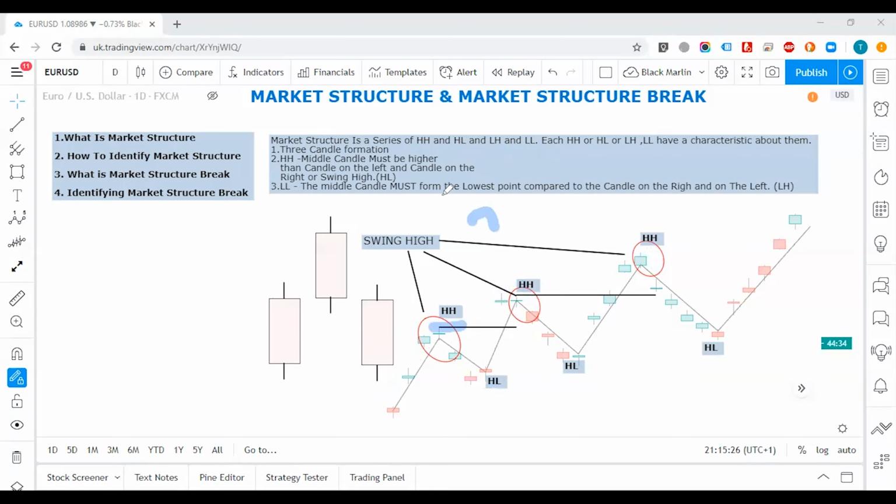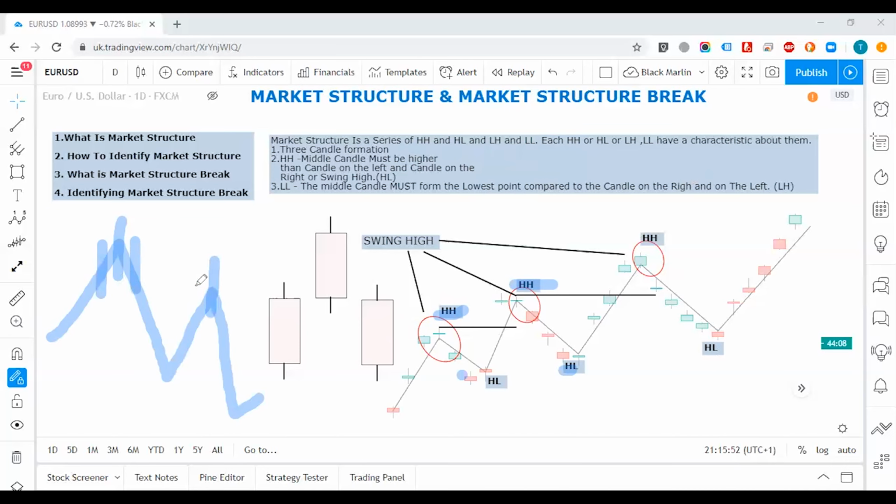So the main characteristic of market structure, and in fact, each of these higher highs and higher lows, is they are a three candle formation. Whenever you get to a major swing in the market, or any swing at all, in fact, is always characterized by three candle swings.